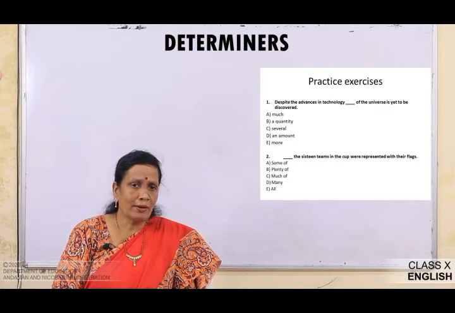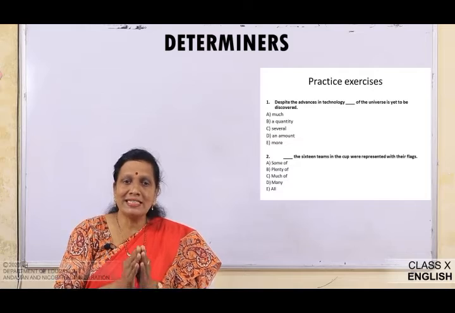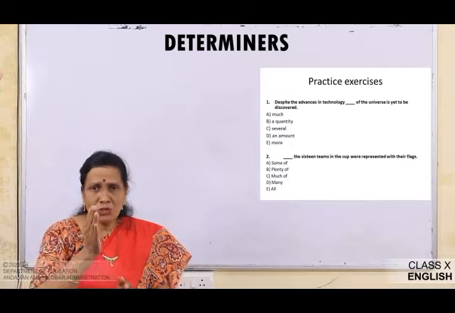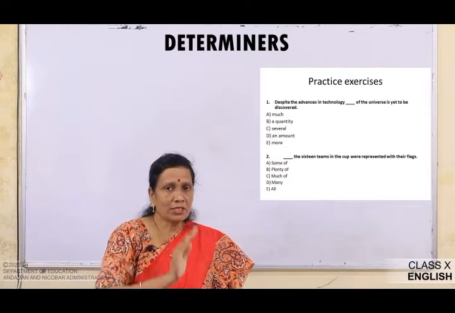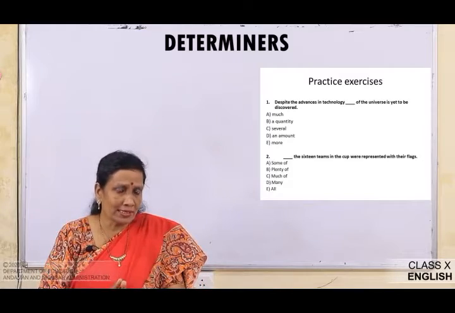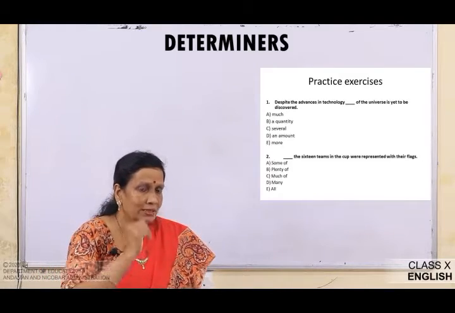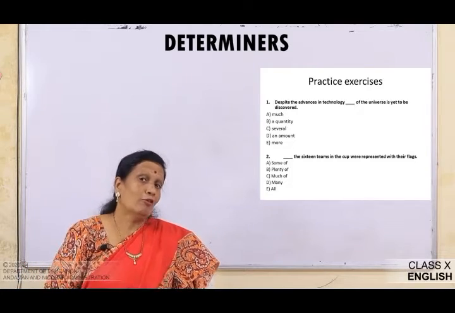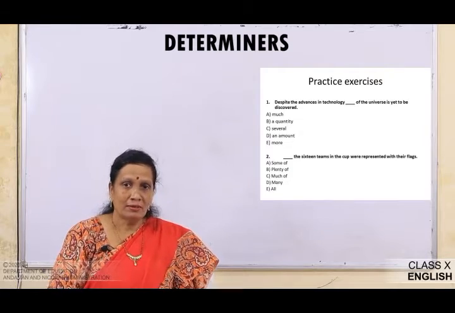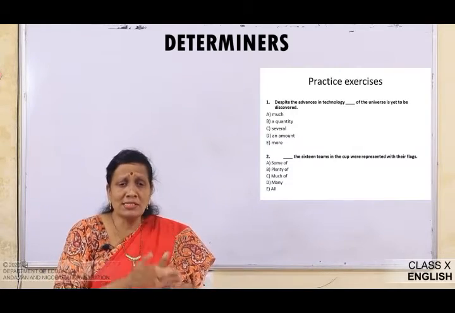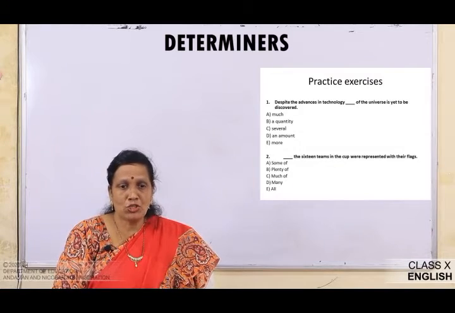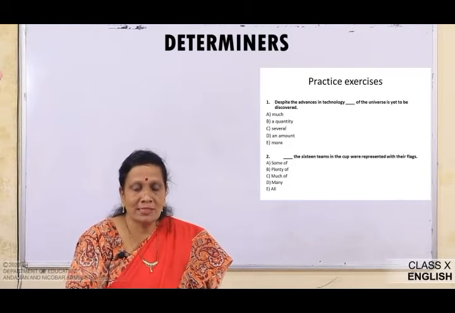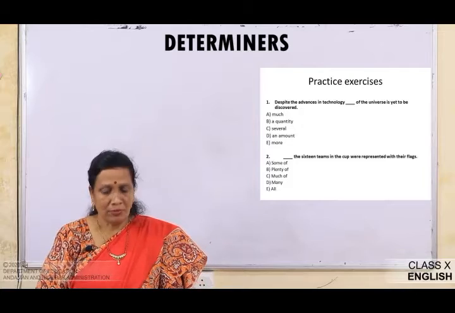And look at the second one, there is a blank in the beginning: the 16 teams in the cup were represented with their flags. When we try to read this sentence without the determiner, it becomes very clear for us that the sentence talks about all the 16 teams. They were represented with their flags, the flags of their countries. The options here were some of, plenty of, much of, many. So, here it would be all the 16 teams in the cup were represented with their flags.